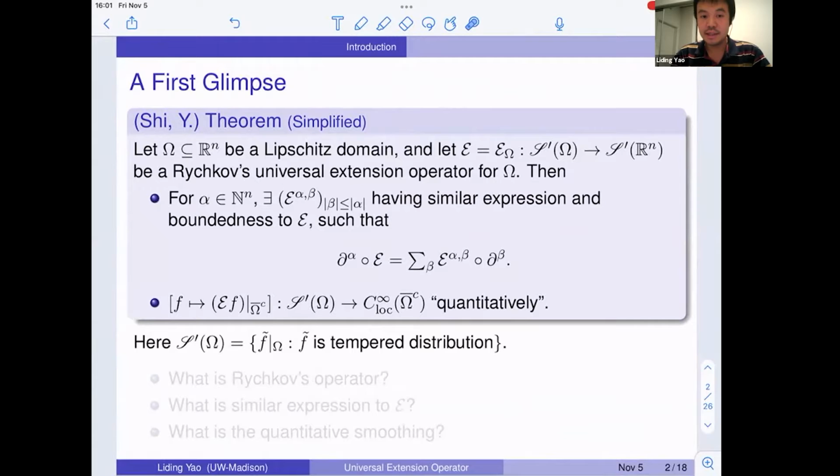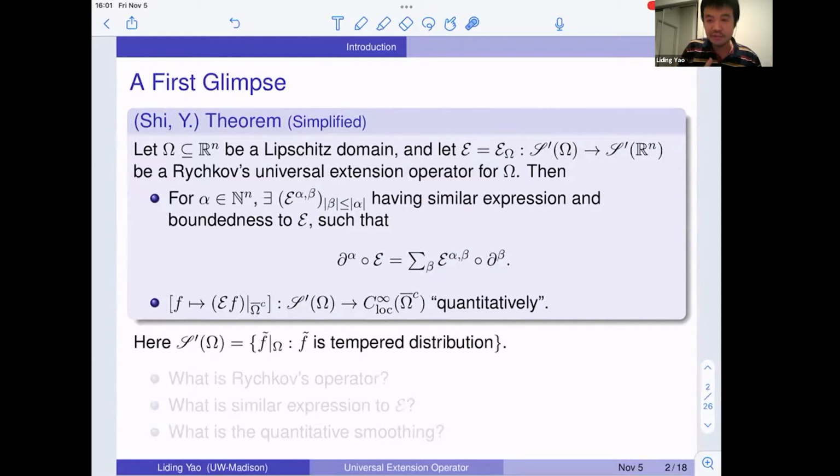The first one is that we are able to find a certain kind of operator E alpha beta that is similar to the extension E, such that if you have a derivative outside, then we can move this derivative inside, and then we have these commuting properties.